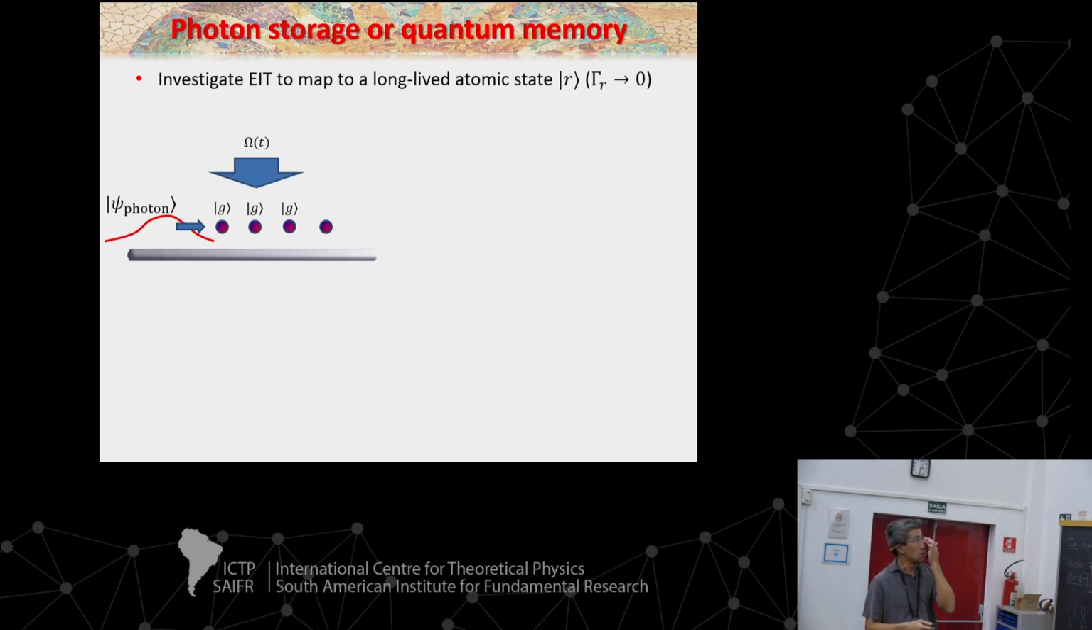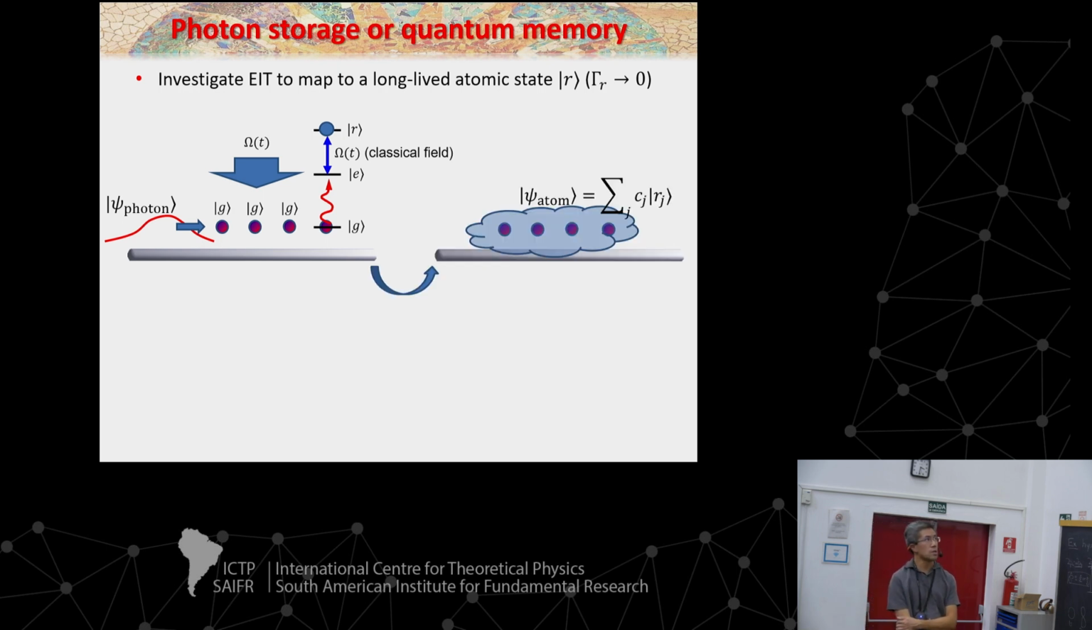Again, we're just going to study EIT. We consider a set of atoms which are initially in the ground state. We have a single photon, which is guided in the nanofiber and coming in to excite the atoms. We take a 3-level system, so we couple this excited state to a 3rd level via classical control fields. And then we want to calculate the efficiency: what's the probability that we actually convert this photon into a single collective atomic excitation?